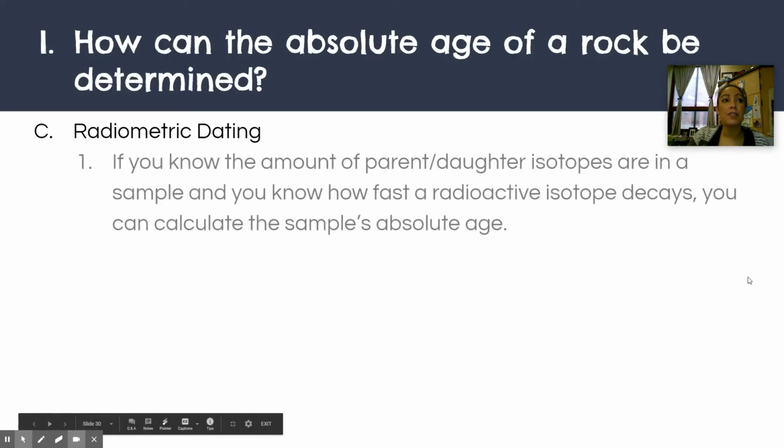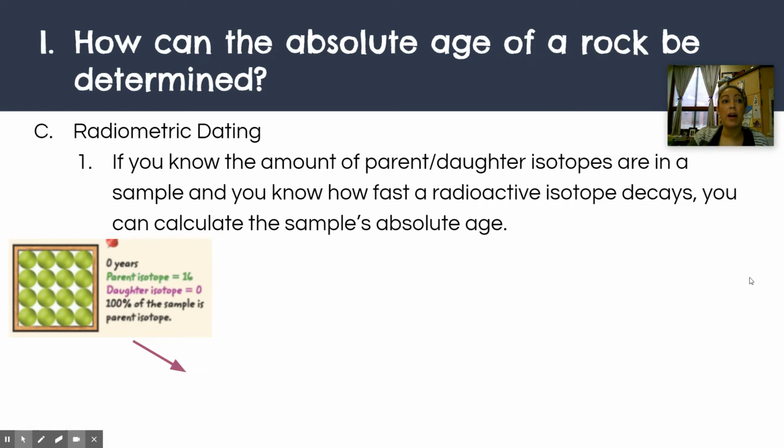So how do we actually figure out how old a sample is? If we know how much of my rock is still parent, that radioactive unstable parent isotope, and how much of it has broken down into the stable daughter version of that isotope, then we should be able to figure out how many half-lives it's gone through. If I know how many half-lives it's gone through and I know what the half-life is for that element, then I should be able to figure out how old that rock is.